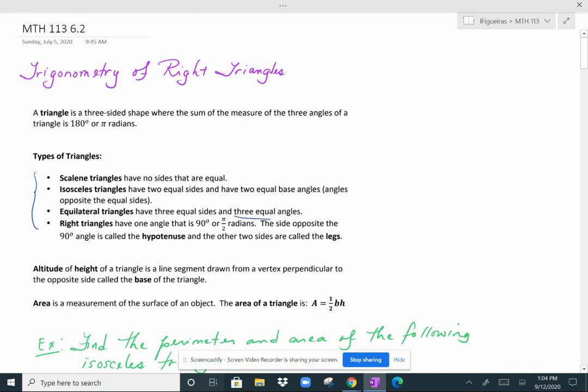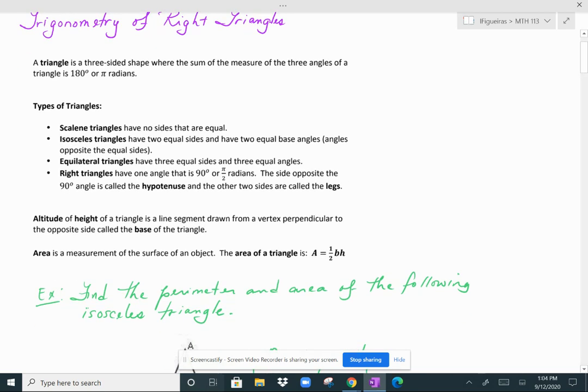An equilateral triangle means all three sides and all three angles are equal. Because the sum of all the angles is 180, the angles would equal 60 degrees each, since they're equal. And then we have a right triangle, which means that one of the angles must be 90 degrees. Remember, 90 degrees can also be stated as pi over 2 radians. The side opposite of the 90-degree angle is called the hypotenuse, and the other two sides of a right triangle are called the legs.